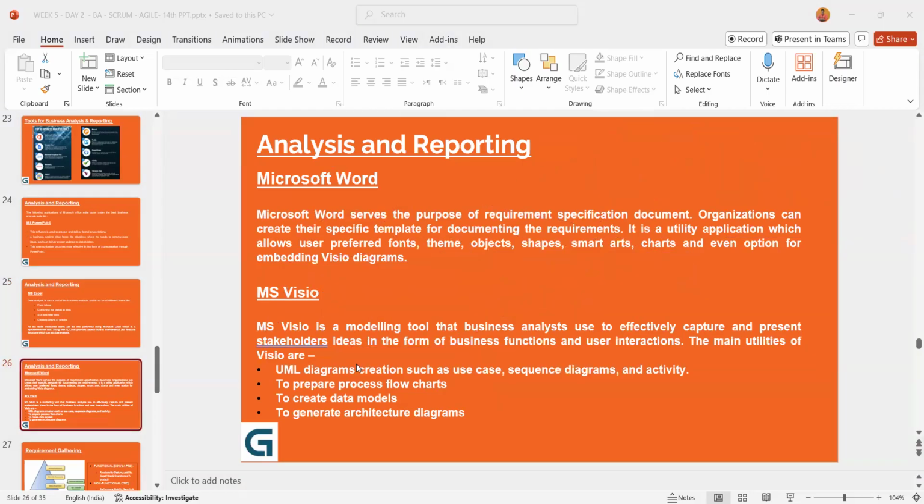MS Visio. Instead of MS Visio, you can also use lucidchart.com. You can use Microsoft PowerPoint, you can use Microsoft Excel. Nowadays people are using Canva. Have you heard these names? Yes or no?